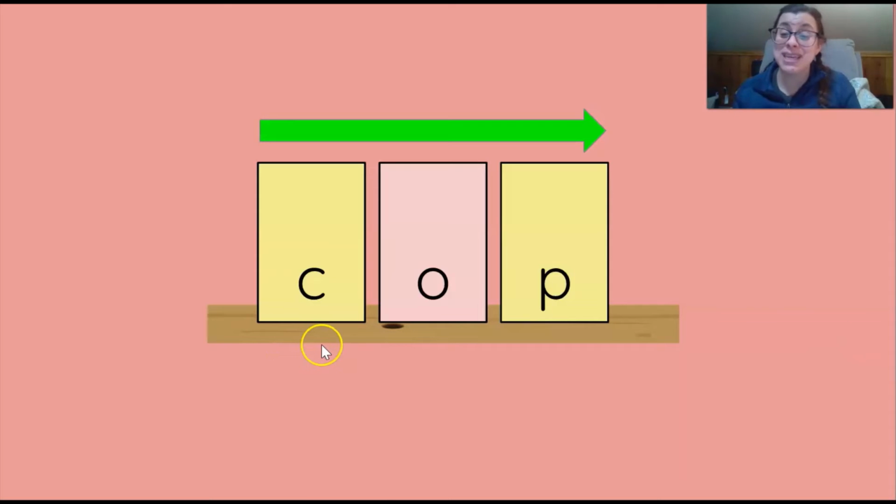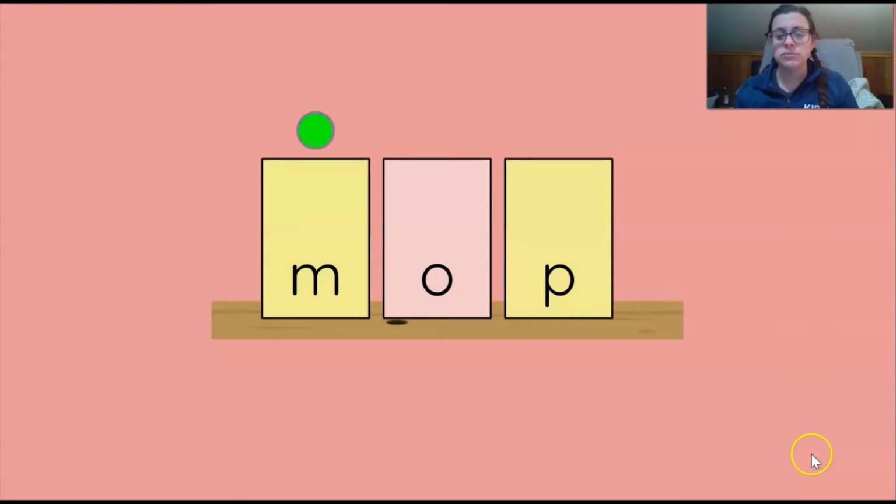Did we change the beginning sound, the middle sound, or the ending sound? We changed the beginning sound. Top begins with t. Cop begins with k. Both words have the same ending sound of op. Let's see what our next word is.